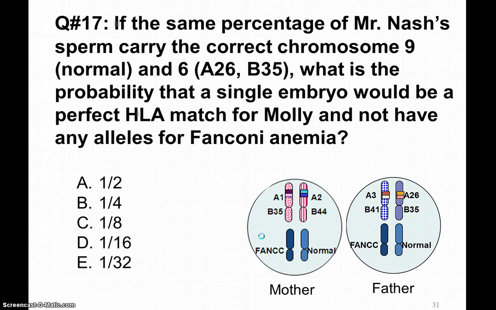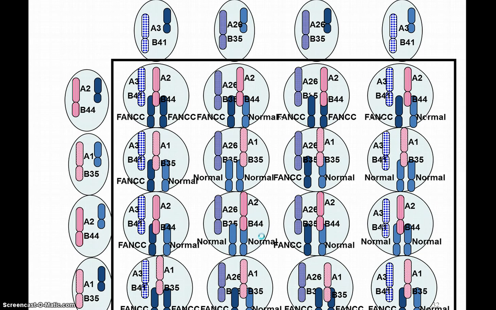Question 17. If the same percentage of Mr. Nash's sperm carry the correct chromosome 9 and 6, what is the probability that a single embryo would be a perfect HLA match for Molly and not have any alleles for Fanconi anemia? That's a big Punnett square, but you can use that or you can do your own.